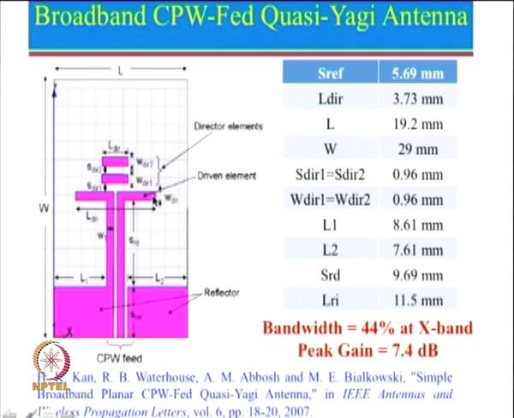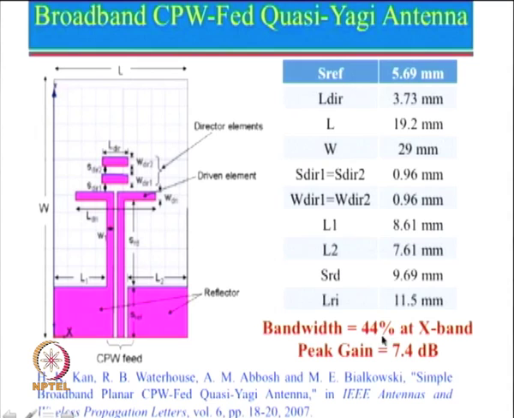Unlike in a Yagi-Uda antenna, where generally this dimension is somewhat comparable to the fed element, and also these are generally spaced at lambda by 4 distance, here these are very close, because here again it has been optimized for larger bandwidth. That is why the name Quasi-Yagi antenna is there. It uses the concept of Yagi, but not really a complete Yagi. So that is why Quasi, and this is a CPW feed here.